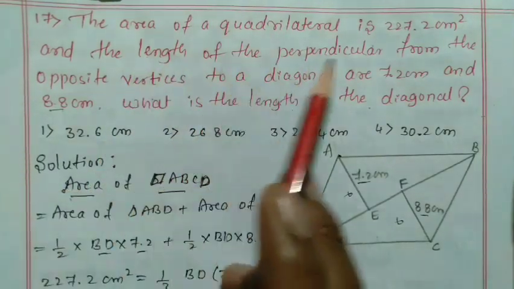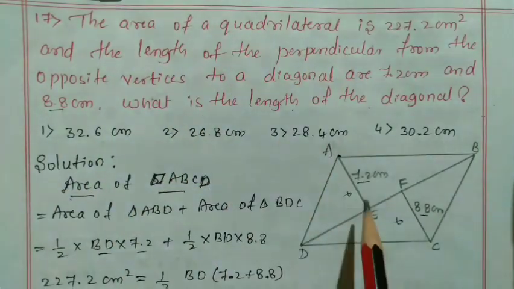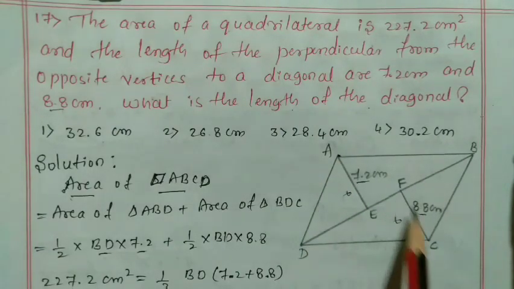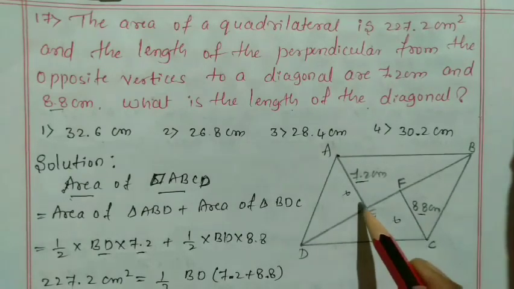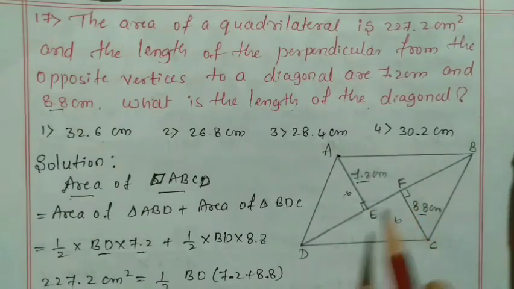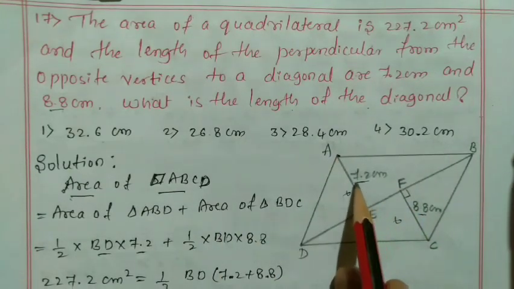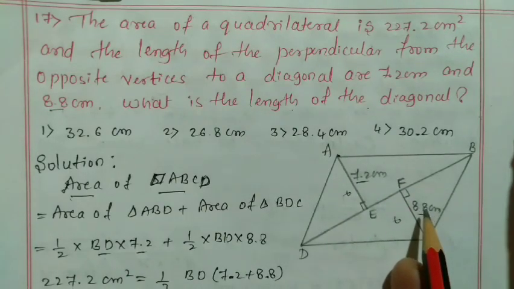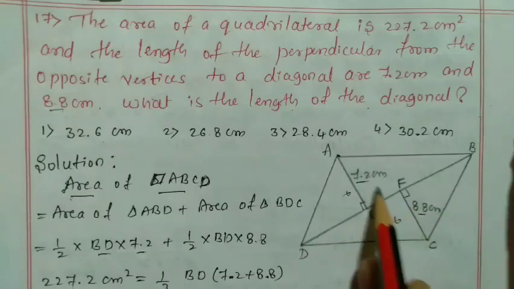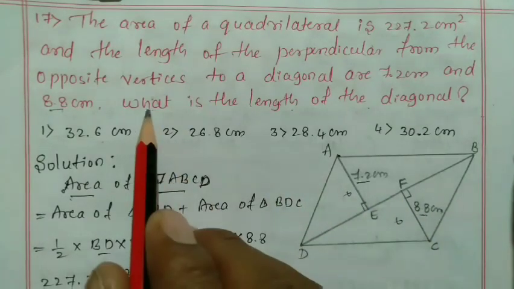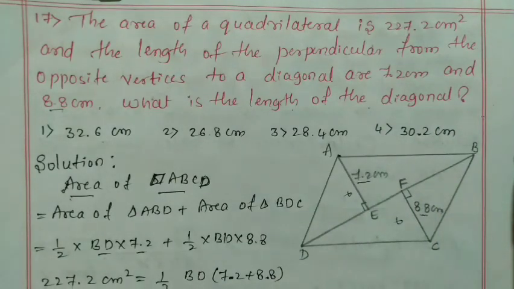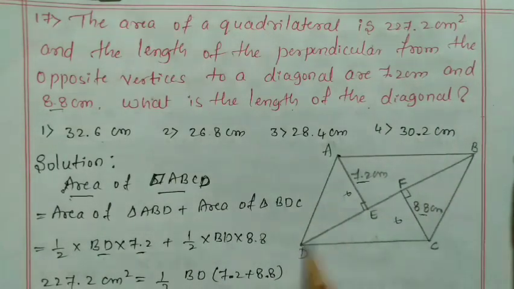After that, the length of the perpendiculars. Length of the perpendicular means what is given here? AE and CF. These two are perpendiculars, and their lengths are given. So AE length is 7.2 centimeter and CF length is 8.8 centimeter. So these two are given. Next, what we have to find here? We have to find the length of the diagonal. Length of the diagonal means you can find the BD length.